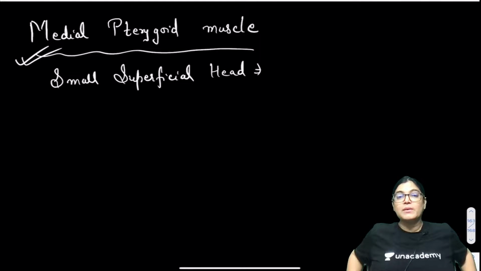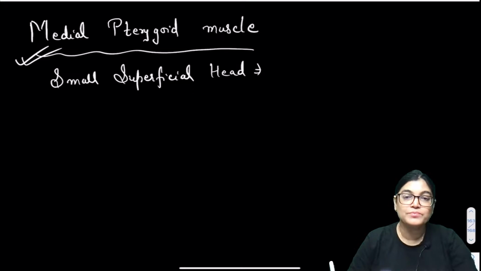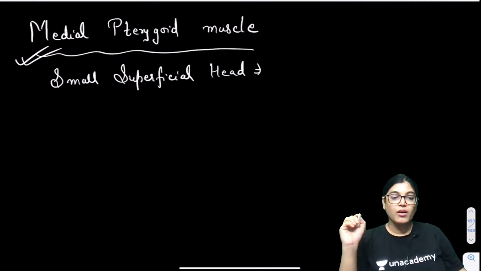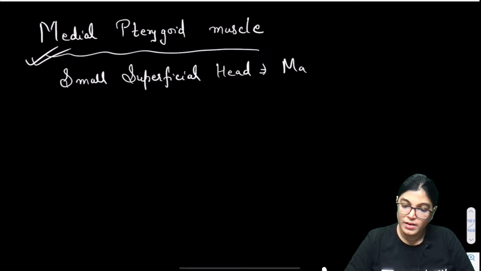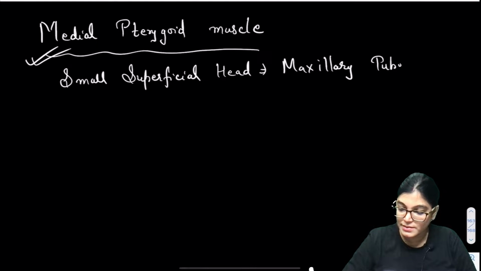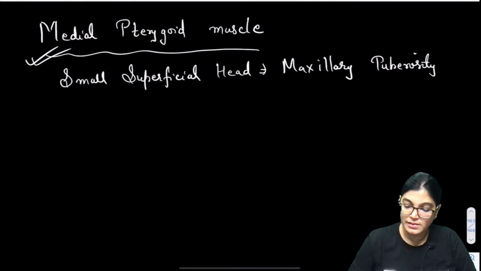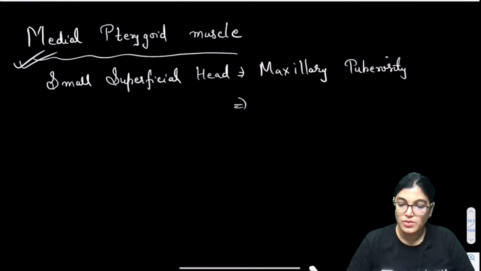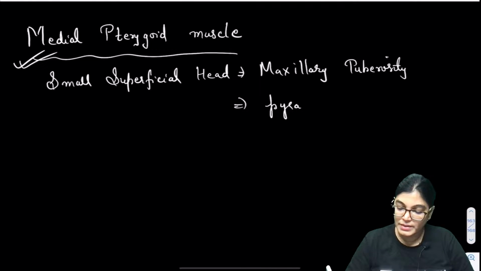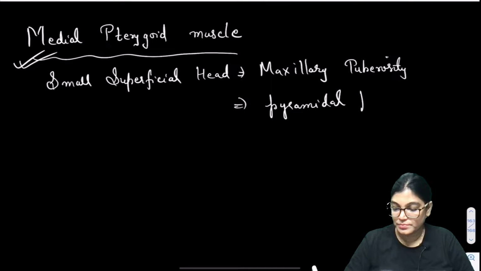So how can you remember the medial pterygoid muscle origin? M for maxillary tuberosity, M for medial aspect of lateral pterygoid plate. So the small superficial head of the medial pterygoid muscle originates from maxillary tuberosity, and also from the pyramidal process of palatine bone.